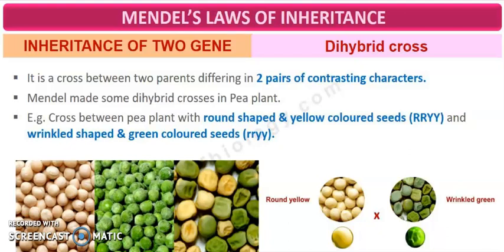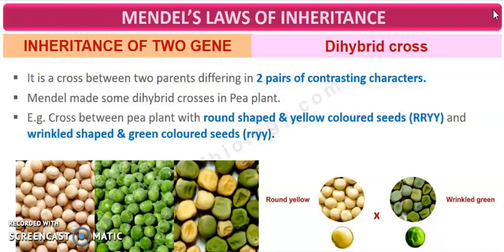Shiva children, good morning. So I think you are clear with the explanation of dominance, codominance and incomplete dominance. Now let us move on to the next part, which is Mendel's law of inheritance, which includes the third law, the law of independent assortment, right? So we will be learning about inheritance of two genes here.